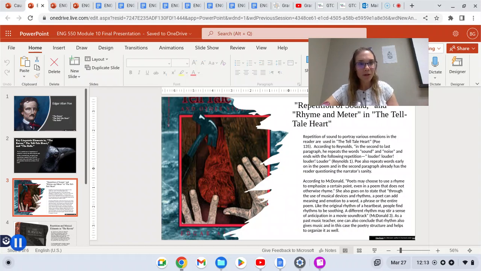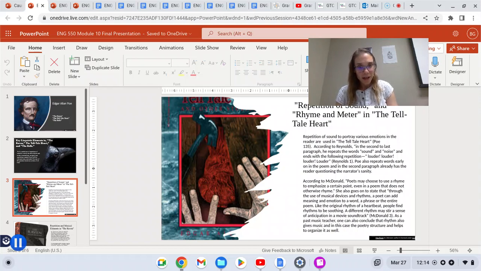According to MacDonald, poets may choose to use a rhyme to emphasize a certain point, even if the poem doesn't actually rhyme. These musical devices and rhythms are used to convey and add meaning to a word and emotion to a word or phrase, or even the entire poem. In The Tell-Tale Heart, there is the original rhythm of a heartbeat. People find specific rhythms to be soothing, and a rhythm can stir a sense of anticipation in a movie soundtrack.